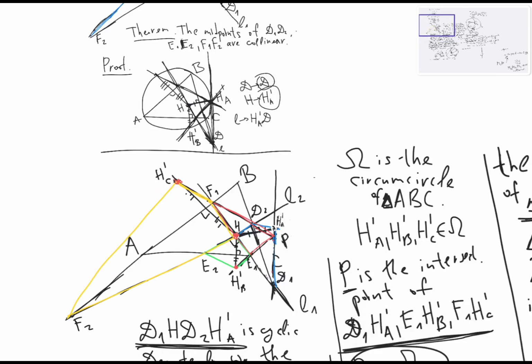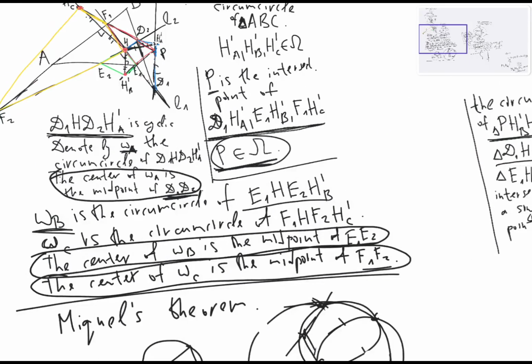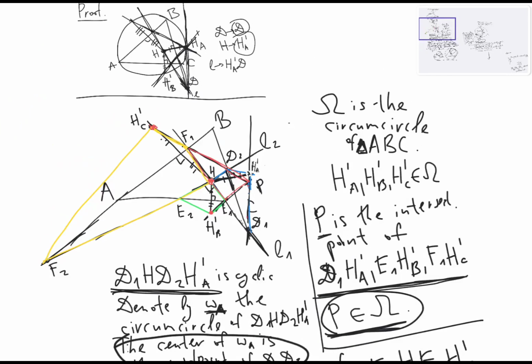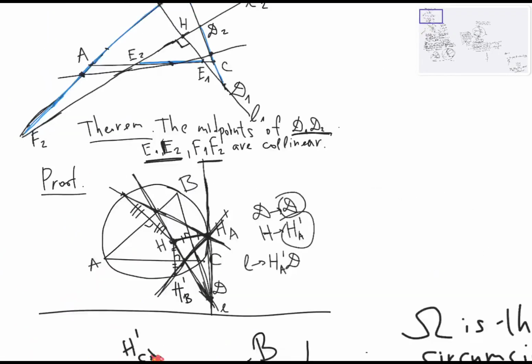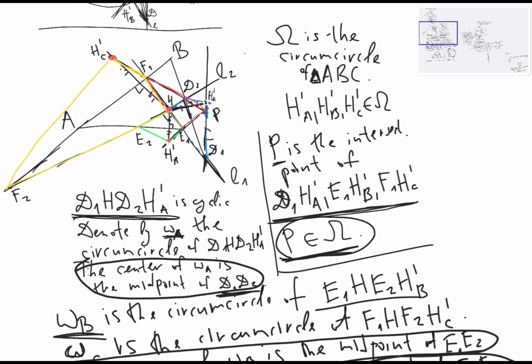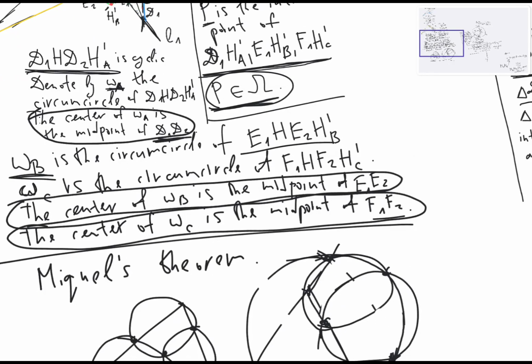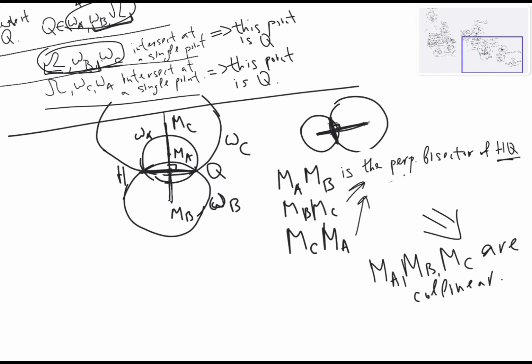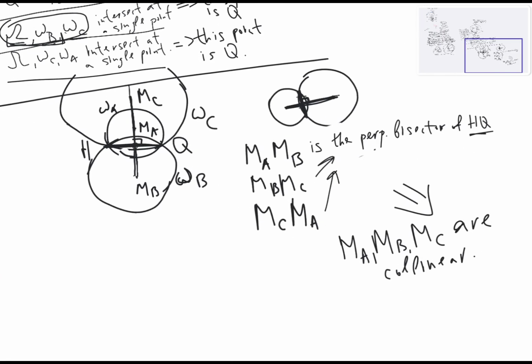And these are exactly the midpoints that we needed to prove are collinear. So we needed to prove that the midpoints of the segments D1, D2, E1, E2, and F1, F2 are collinear, and that's exactly what we proved. So the centers of the circles omega A, omega B, and omega C are exactly the midpoints of D1, D2, E1, E2, and F1, F2. These three centers are denoted here by MA, MB, and MC, and we proved that they are collinear. So this concludes the proof.